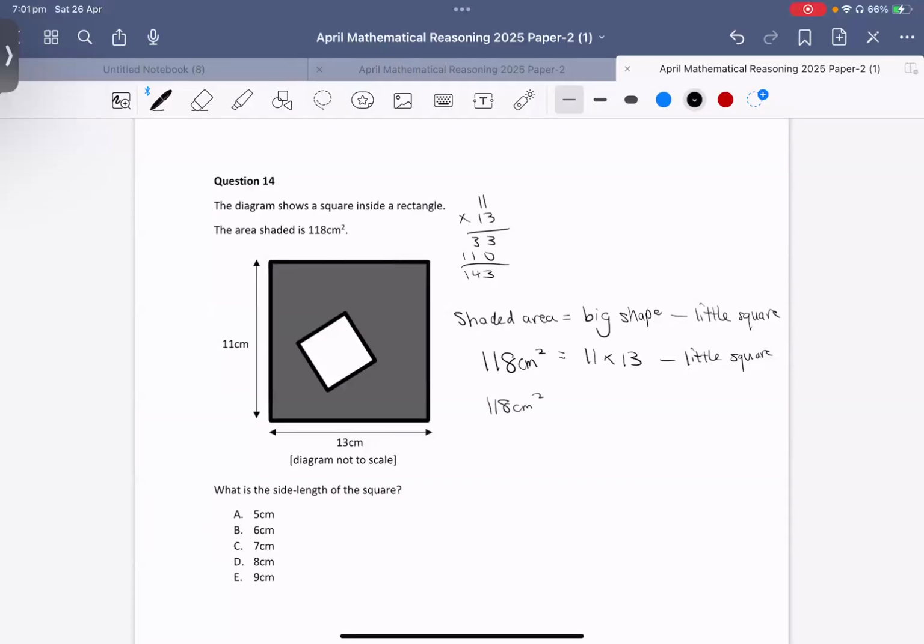So we know that 118 square centimeters equals 143 minus the little square. So 143 minus what gives us 118? It is minus 25, right? And 25 means it would be a 5 by 5 square, giving us an area of 25 square centimeters. So the answer has to be A in this case, because it needs to be 5 by 5.